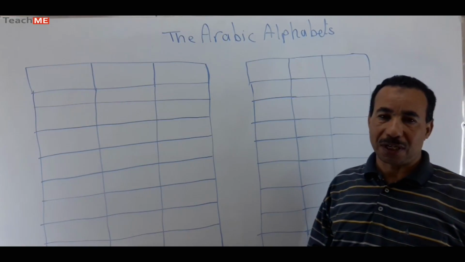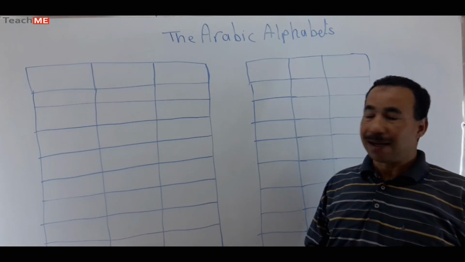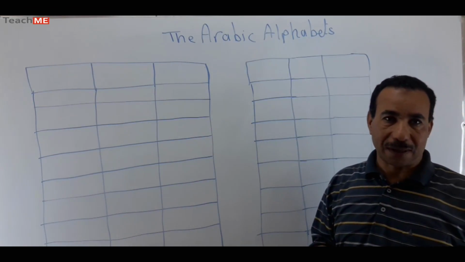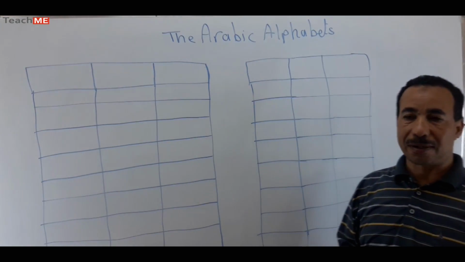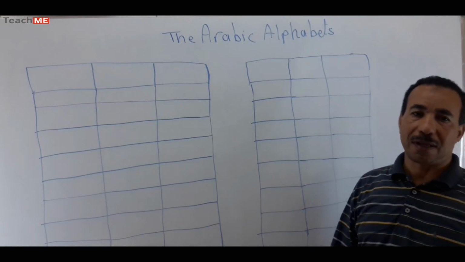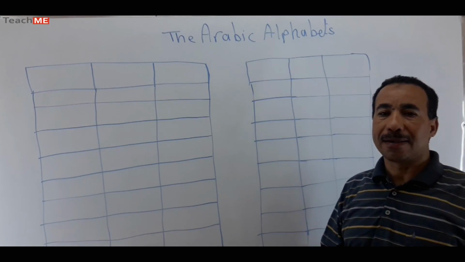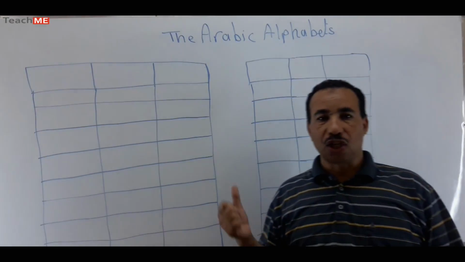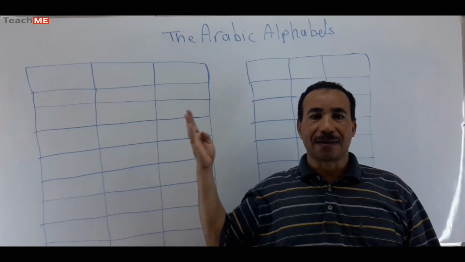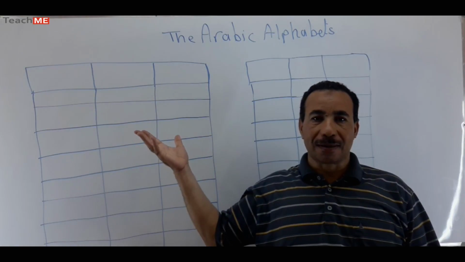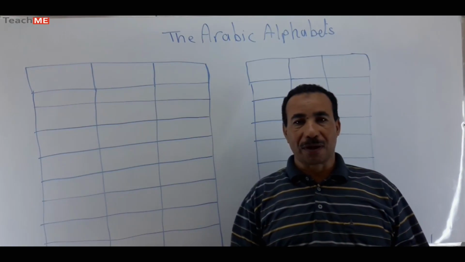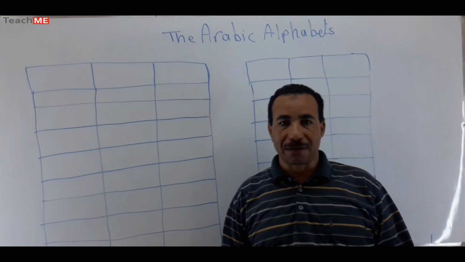As we said before, each language has letters. These letters we call alphabet. In lesson 1, lesson 2, and lesson 3, if you remember, we started with the first letters: Alif, Ba, Ta, Tha, Jim, Ha, Kha, Dal, Zal, Ra, Za. Today, quickly we are going to complete the rest of the letters.